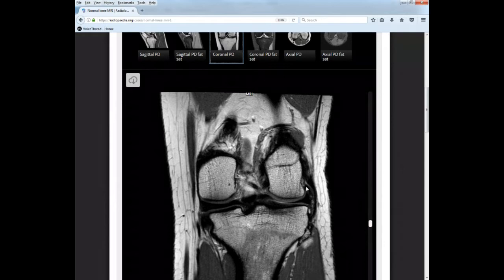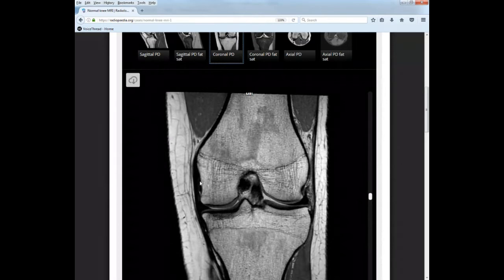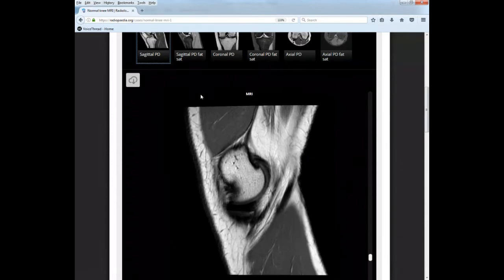Extracapsular ligaments. See, this is the joint capsule here. We're outside of the joint capsule. Here we are right here, outside of the joint capsule. All right, so that's your LCL and MCL. And remember, you can't see them on a sagittal.